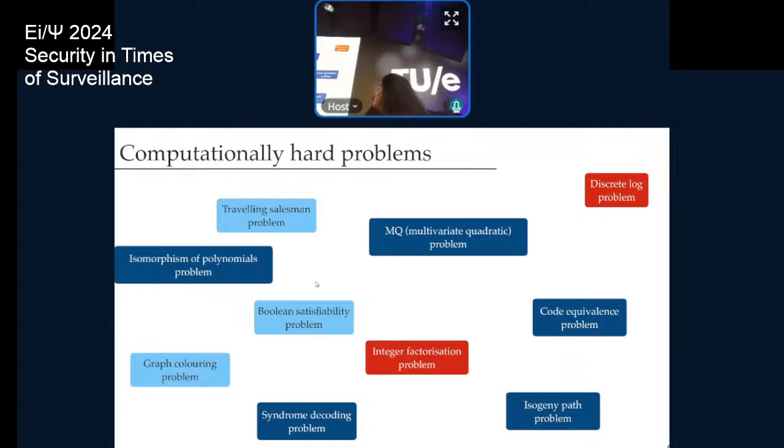Here I have some nice problems on the slide, not all of them are used in crypto. For instance, the ones in light blue are not used in crypto because it's not enough just to have a hard problem. You need specific properties. Here in red, you have the ones that you know, factorization and discrete log, which are classical crypto. And then I also have some problems that are used in post-quantum cryptography, so that are hard even for a quantum computer. And so you might be thinking, what is so special about these problems that they are hard even for a quantum computer?